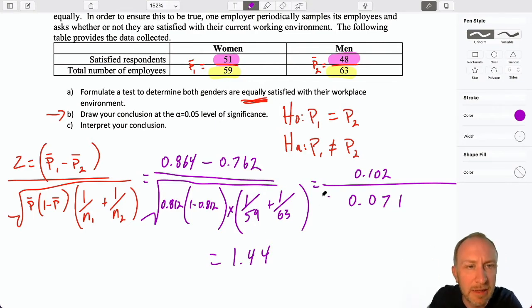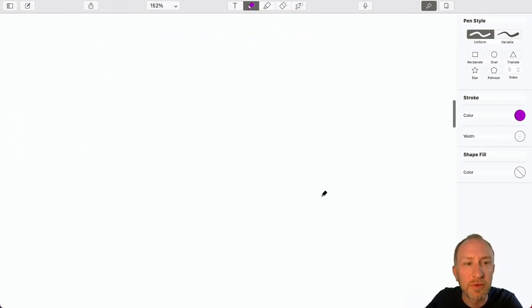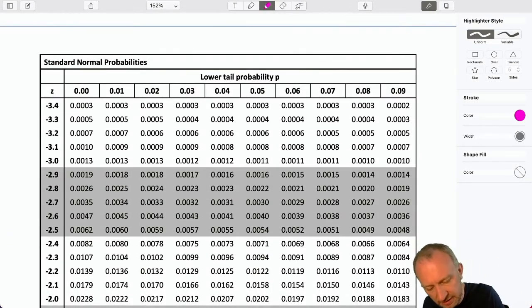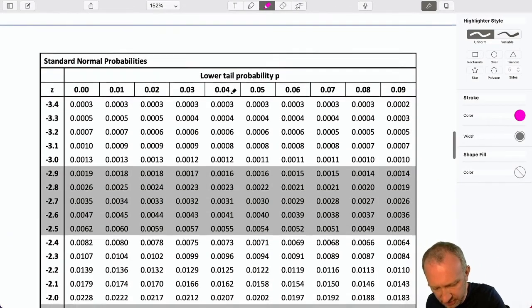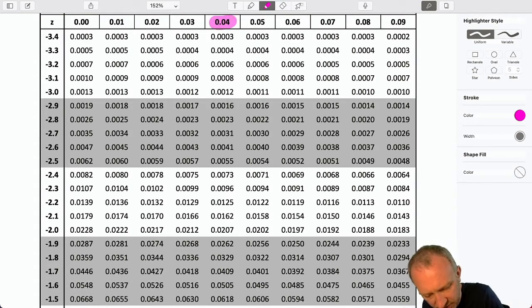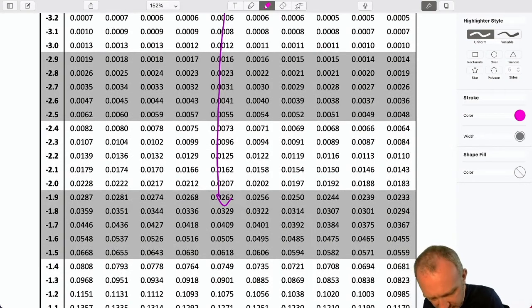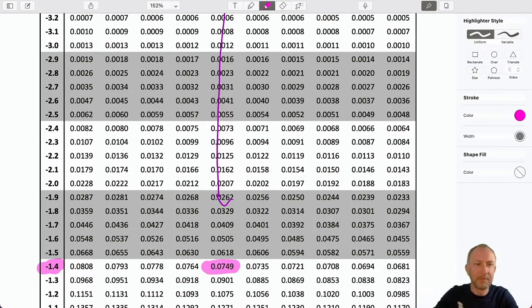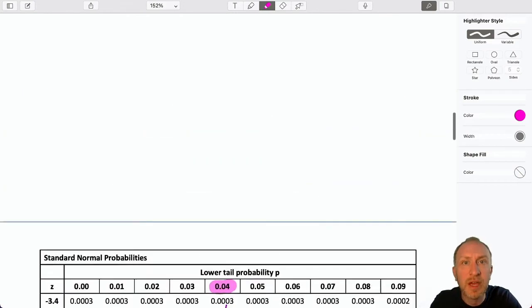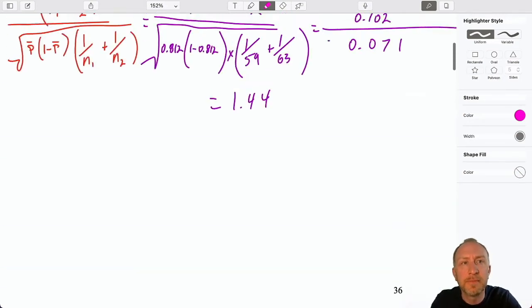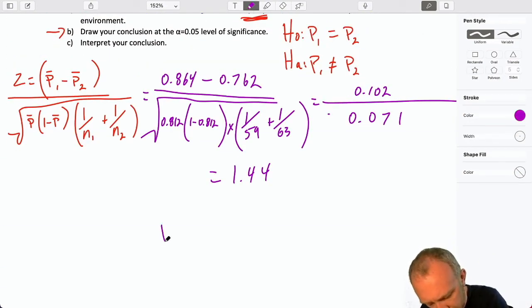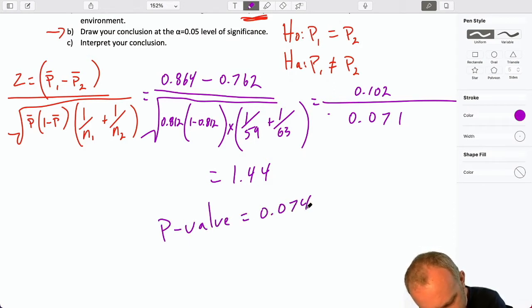Now we go to our Z tables. I'm looking for 1.44. Here I have 1.4, and there's the 0.04 that I need. That comes down here, and there's that probability, 0.0749. I come back up here and I say my p-value is 0.0749.